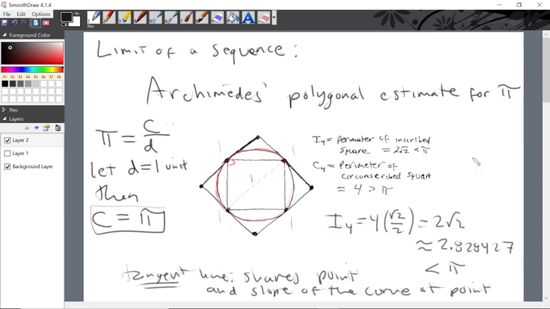So now we have a bound. We know we have a lower and an upper bound. We know that pi is more than this 2.828427 number, and we know that it is less than 4, because 4 is C4. So we know that it is bounded between these two.